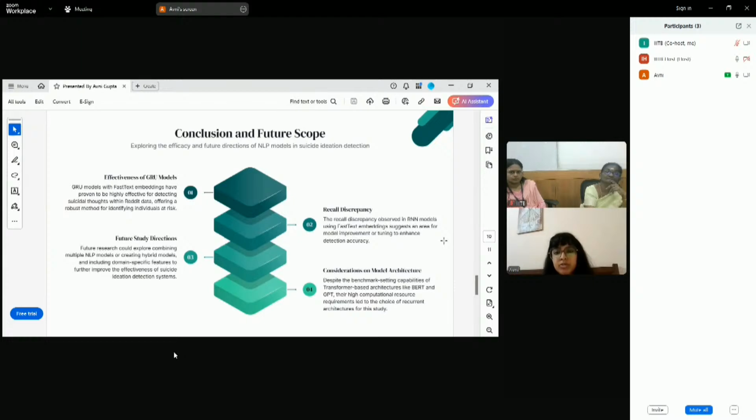In all, even though we have used GRU models, and there are transformer-based architectures like BERT and GPT, which can give better accuracy and are a benchmark in NLP, because we had limited resources we were not able to implement those, and they can also be implemented in future. We can even use multiple NLP models together to improve the accuracy of the overall model. So thank you so much.